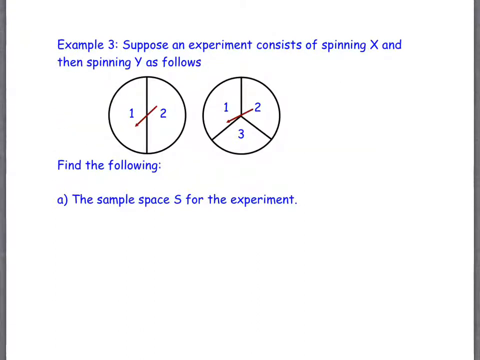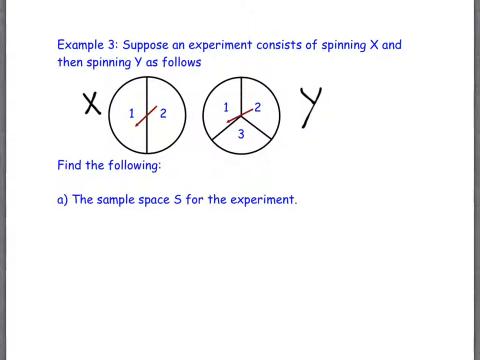All right, we're going to do a problem with a spinner. 2 spinners, actually. So suppose an experiment consists of spinning spinner X, and then spinning spinner Y. The first thing it wants to do is it wants us to find the sample space for the experiment. The sample space just means listing all the possible outcomes.